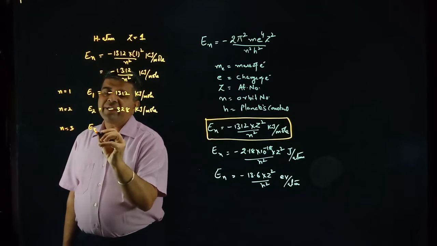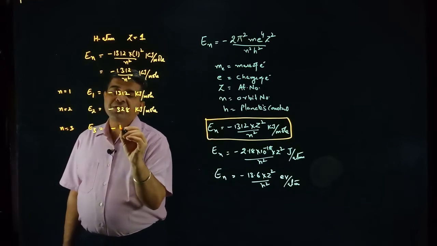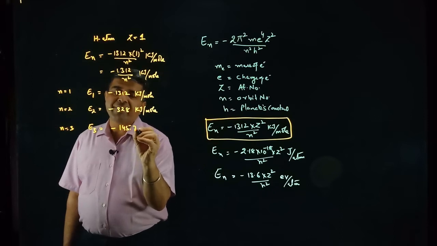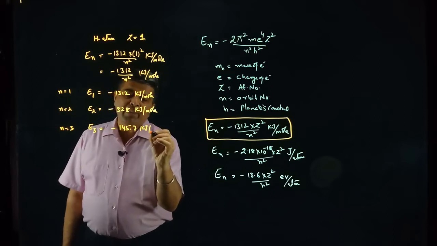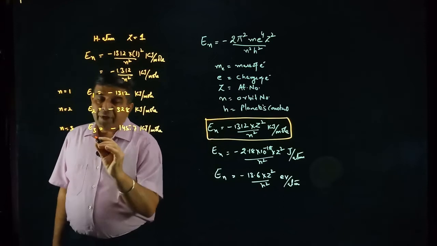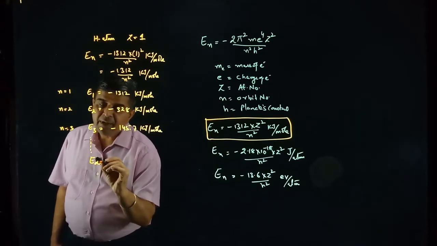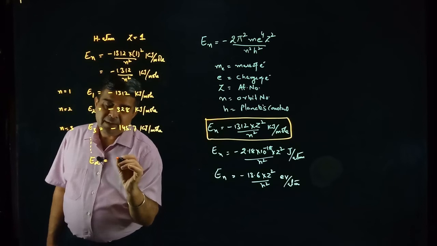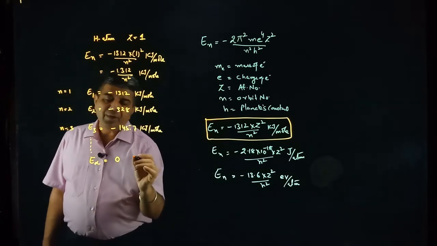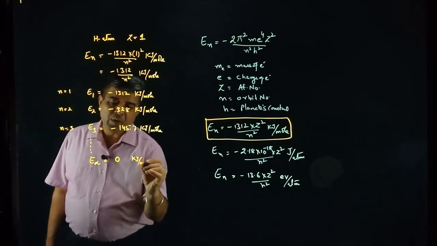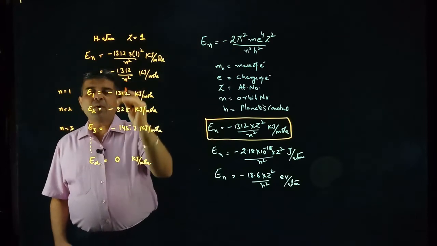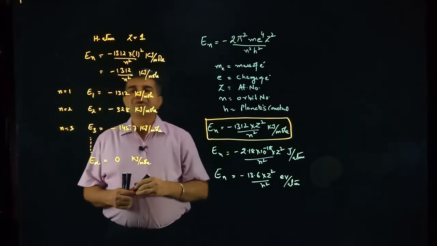It would be E3, which would be minus 145.7 kilojoules per mole. The interesting thing is, in case of E infinity, the energy would be 0 kilojoules per mole. So this is how the energy of electron would change.